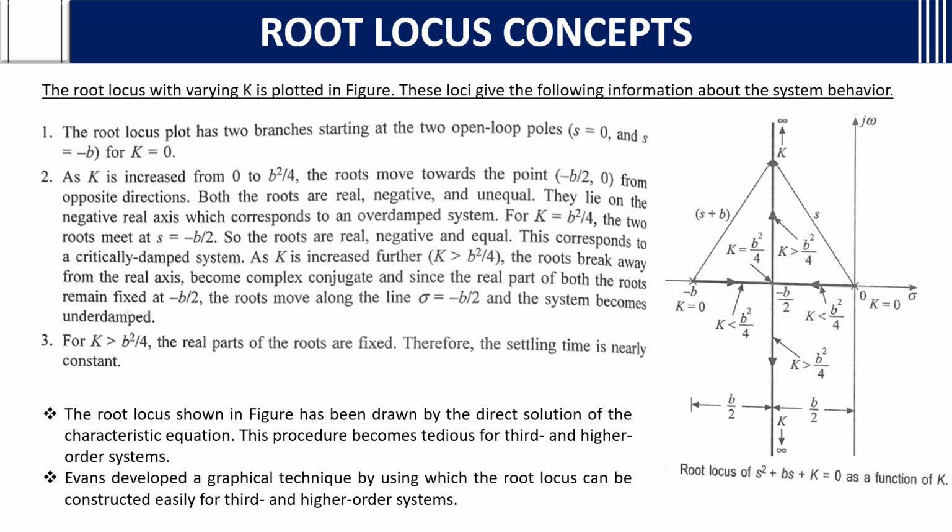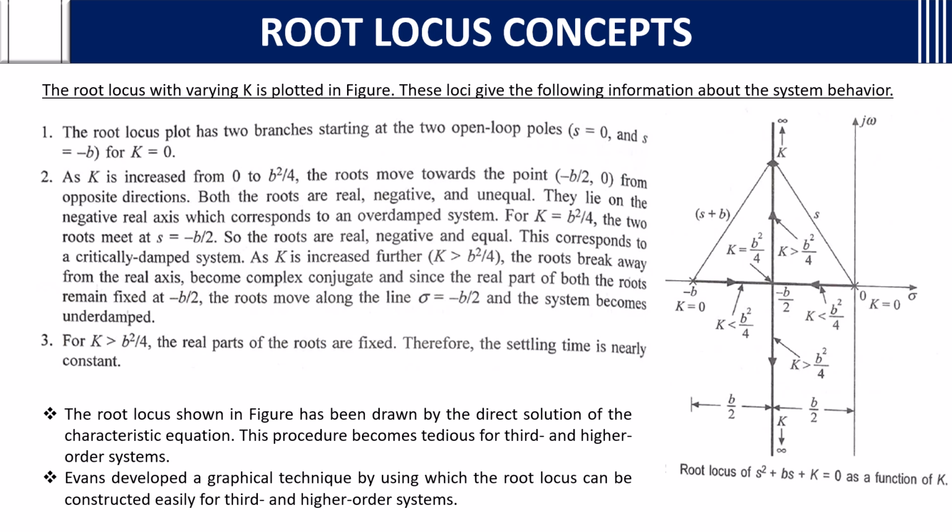The root locus with varying k is plotted in the figure. As we have seen just now, by changing the k values, we got some values. b is constant. The loci give the following information about the system behavior. You can see here when k is equal to 0, k is less than b square by 4, k is equal to b square by 4, and k is greater than b square by 4. When k is greater than b square by 4, we are getting points on the imaginary axis, this axis. Like that they have plotted the graph.